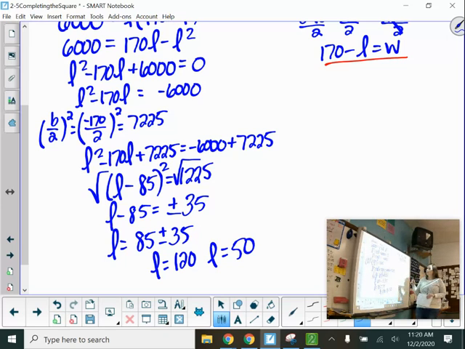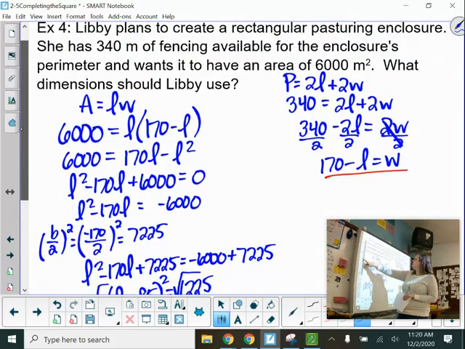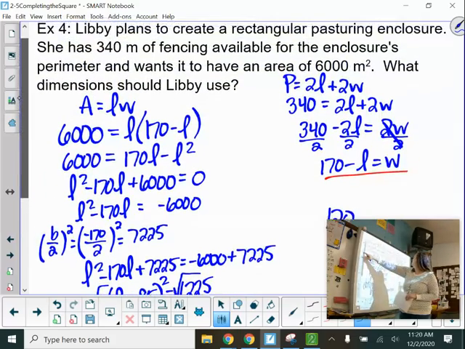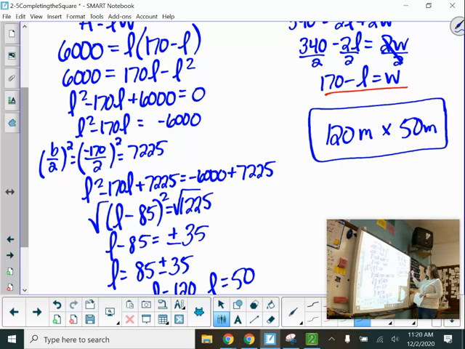So if we go back to the original question, what they're asking for is what dimensions should Libby use? The dimensions, in this case, that are going to give us 6,000 square meters of area and a perimeter of 340 are going to be 120, let's check the units here, meters, by 50 meters. You don't have to specify which one is the length and which one is the width, because all it asks for are the dimensions, and this would be the dimensions.